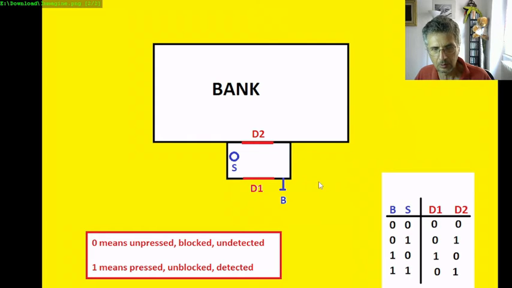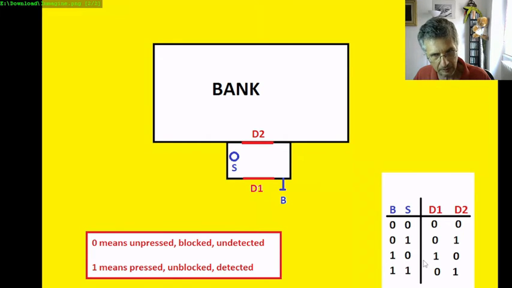So now we can explain the truth table, because 0, 0 means that B is unpressed and the sensor S doesn't detect any person inside this small room. So in this case, I block both doors. 0, 0 means blocked this one and blocked this one. The second row is 0, 1. In this case, there is no person outside pressing the button B, and there is one person inside because the sensor detects a person inside. So in this case, I want to block the external door and unblock the internal one.